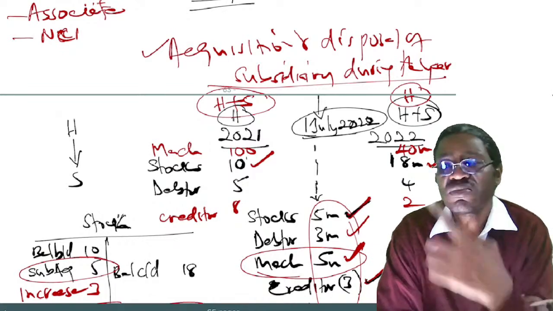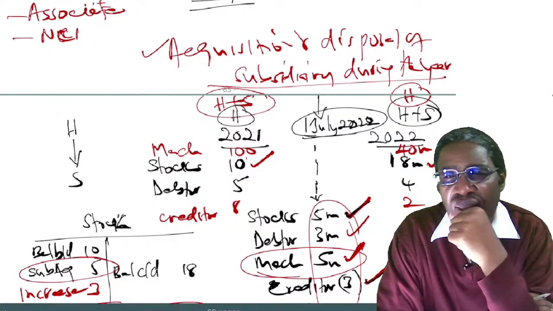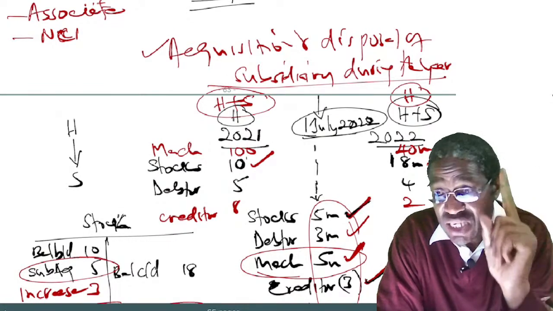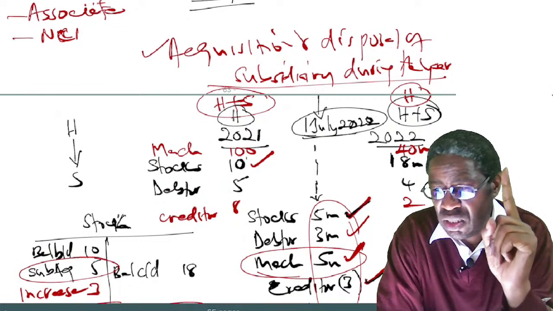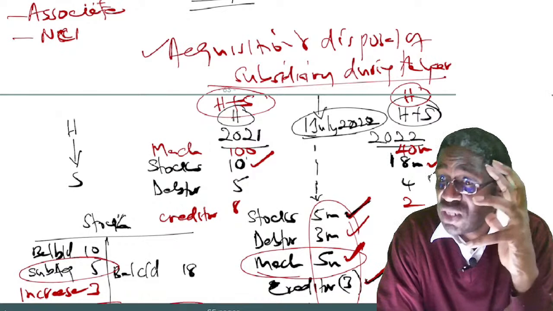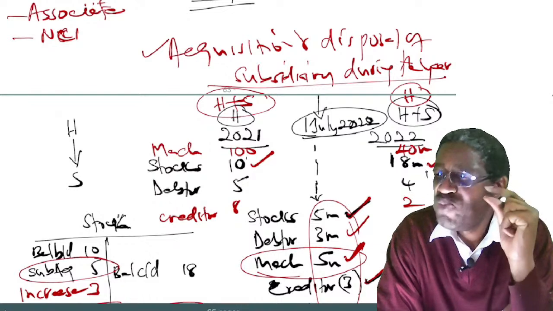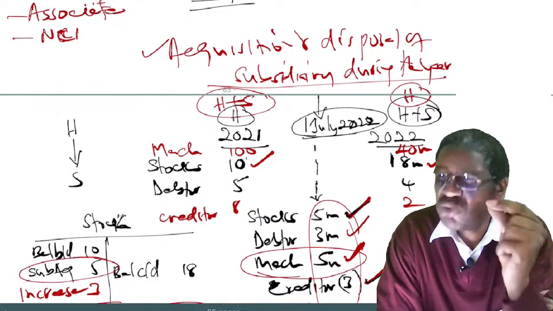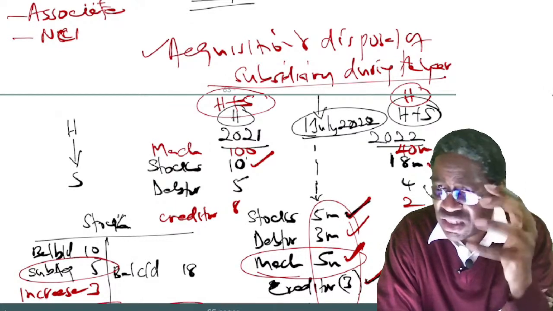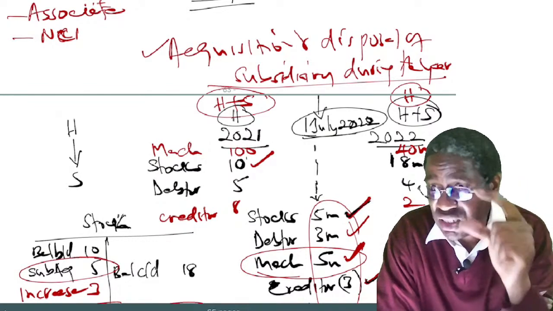Then you say this: any assets of the subsidiary company at the date of acquisition should be debited in the respective asset account.